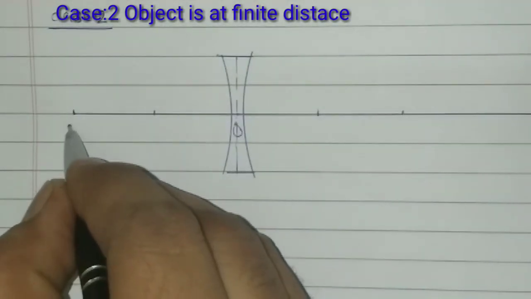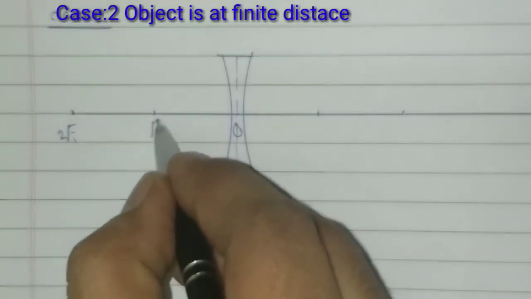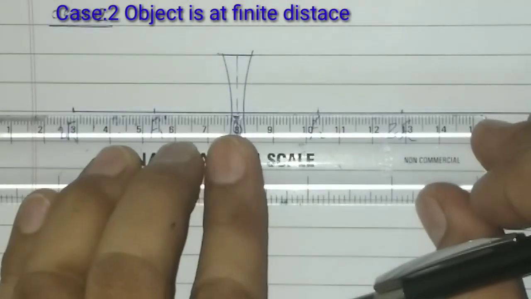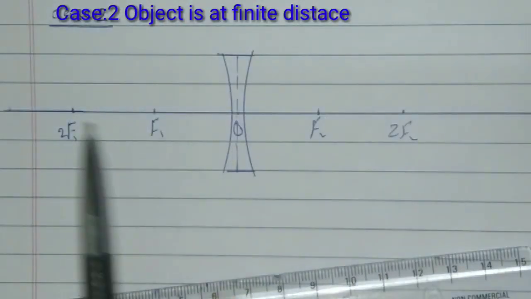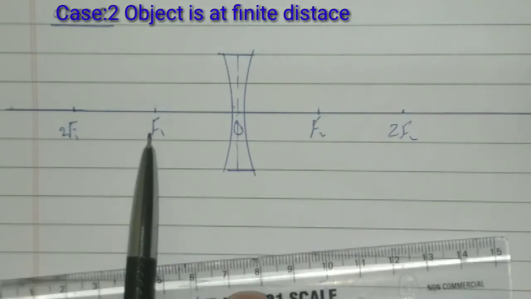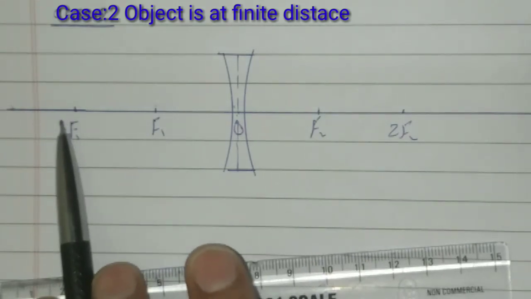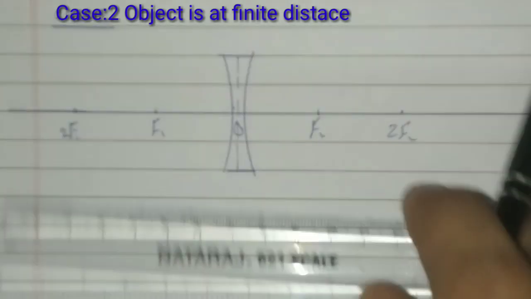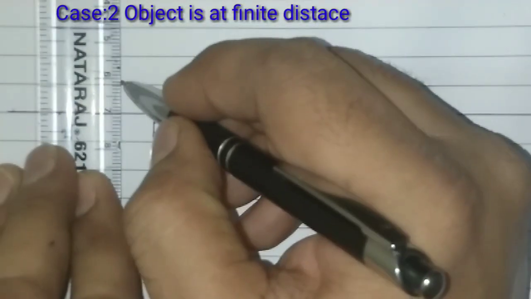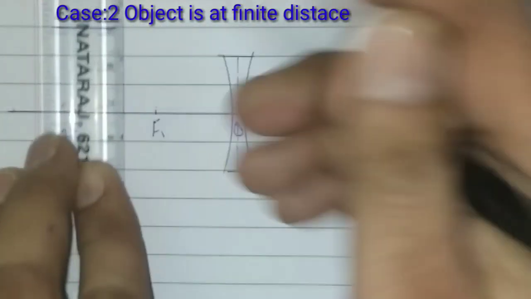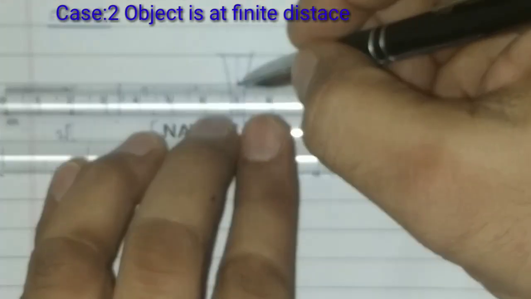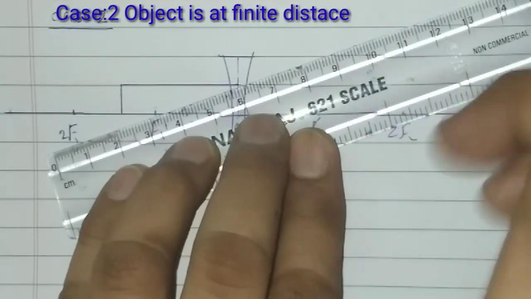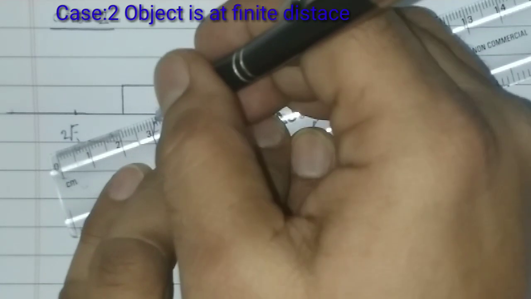Now object is at finite distance. You can put object anywhere on this end. This point has no significance, like we cannot say beyond 2f1, between 2f1 and f1, at f1, or between O and this. We can put object anywhere and the case is called at finite distance. So this is our object. The ray incident parallel to the principal axis after refraction appears to be diverging from principal focus or the focus on the same side of the object.